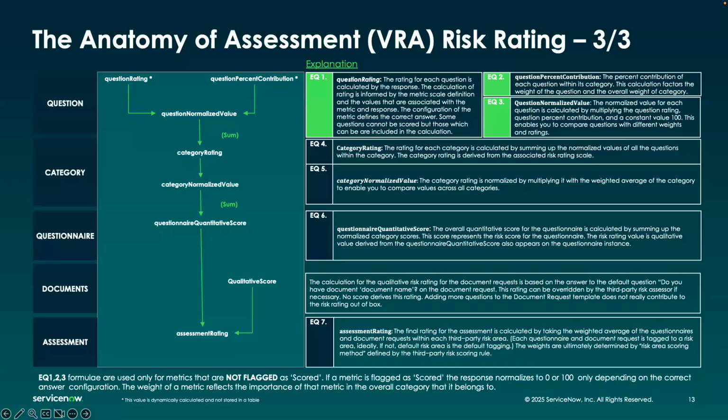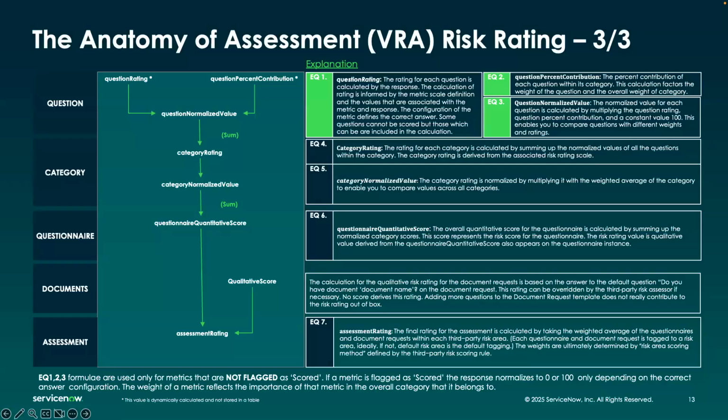Before we move on, I want to take a moment to highlight that this next slide is essentially a summary of everything we have discussed so far regarding how assessment risk ratings are calculated in the system. Think of this slide as your offline reference, something you can come back to later for a quick refresher, or if you need to explain this to someone else in your team.